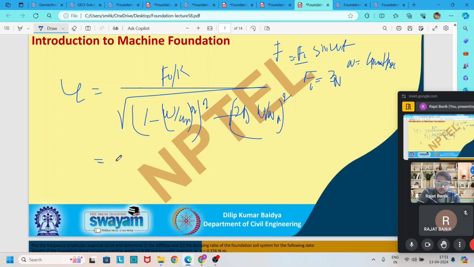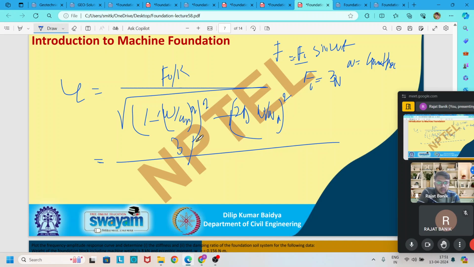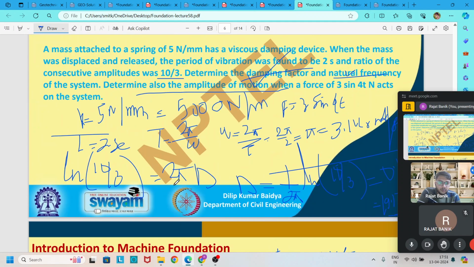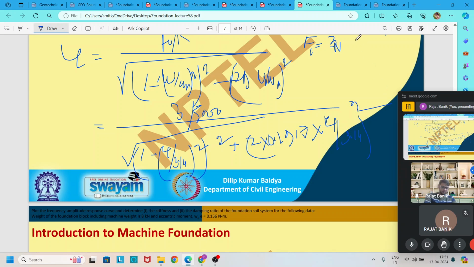Put all these values. F naught here is 3, K is 5000, root over 1 minus omega, which is here 4, and natural frequency omega is 3.14, whole square, again whole square, plus 2d, whose value is 0.1917, and omega is 4 and natural frequency 3.14, whole square. So put all these values here and get the answer.